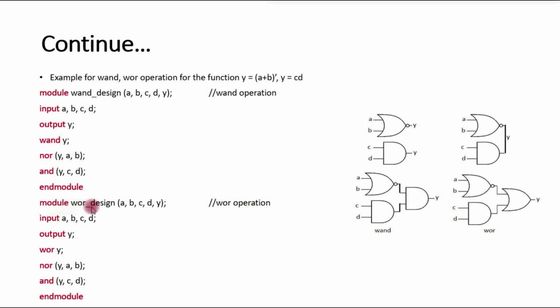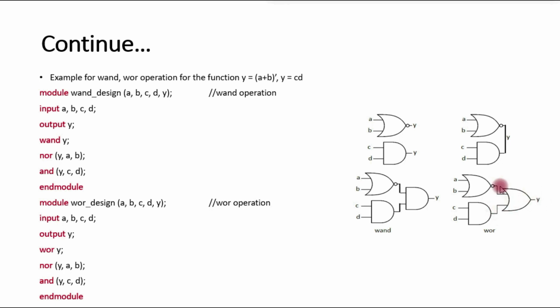Similarly for the wired OR function, inputs are A, B, C, D, output is Y, and in this case Y should be a wired OR function. So here the wired OR function is like this one. The output of the NOR gate is here, the output of the AND gate is here, and the final Y should be the OR logic of both output lines.